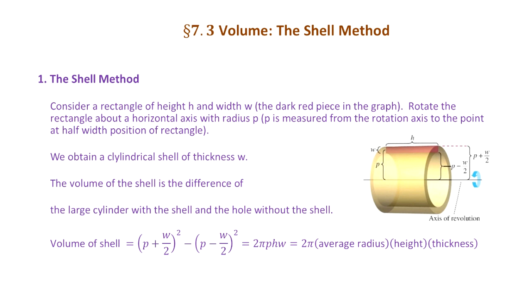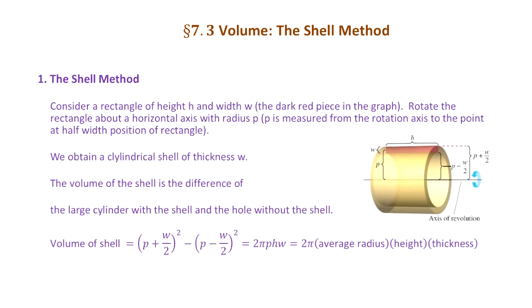Okay, for the volume. Because p plus w over 2 is the radius of the larger cylinder, if you look at the graph, and p minus w over 2 is the radius of the small cylinder. So we need to multiply 2 pi h by each square to get the volume of each cylinder. Okay, and then you get the difference. You get 2 pi p h w after some simplification.